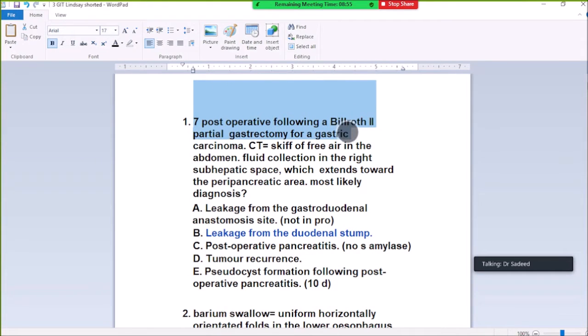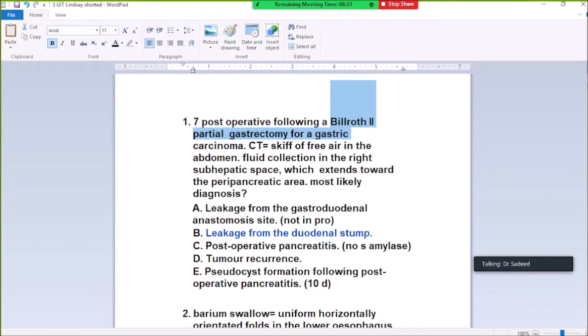Seven days post-operative following Billroth 2 partial gastrectomy for gastric carcinoma. CT shows free air in the abdomen and a fluid collection in the right subhepatic space, which extends toward the peripancreatic area. Most likely diagnosis is leakage from the duodenal stump. The reason is that leakage from the gastroduodenal and anastomotic site occurs in Billroth 2 partial gastrectomy.